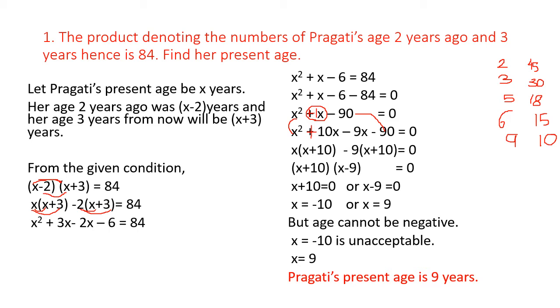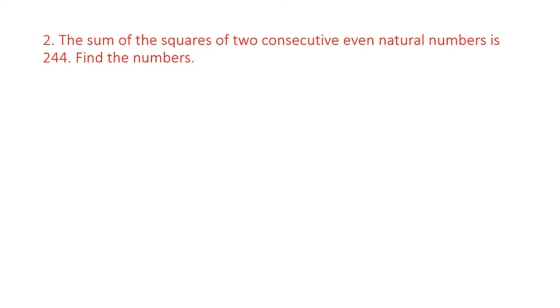Okay, now let us have a look at the second sum. So what is the second sum all about? The sum of the squares of two consecutive even natural numbers is 244. Find the numbers. So what is an even natural number?